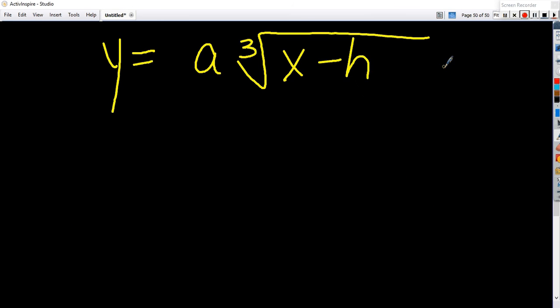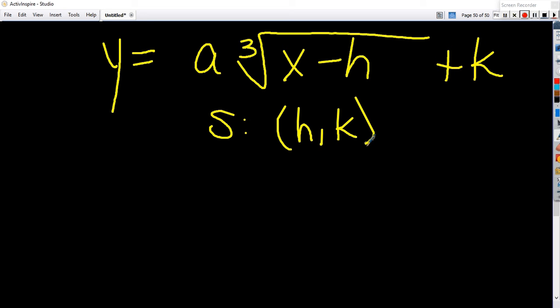You will notice this equation looks almost exactly the same because it is. The only difference is it's a cubed root now, and I can put a negative under a cubed root. My start point is still HK. If anything is missing in terms of H or K, it's still 0. A is missing, it's 1. A still does the same thing.